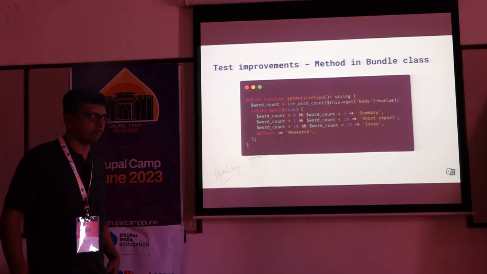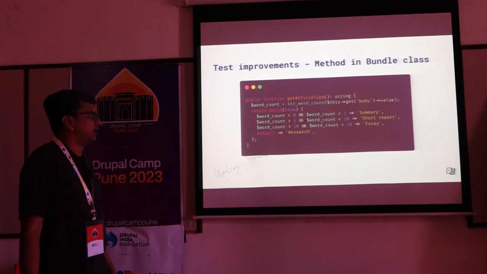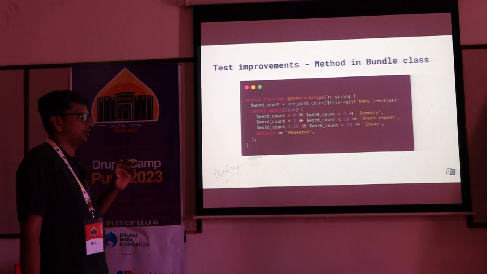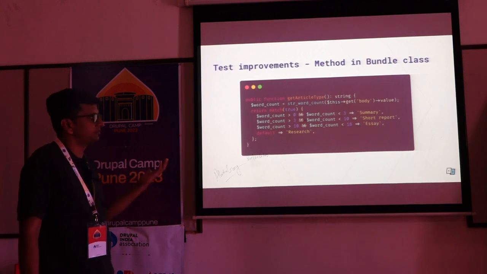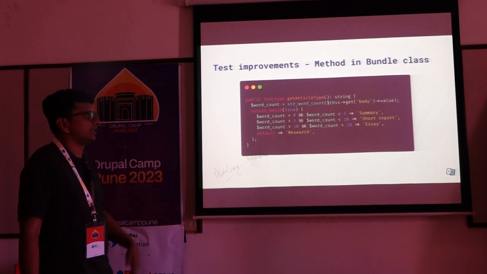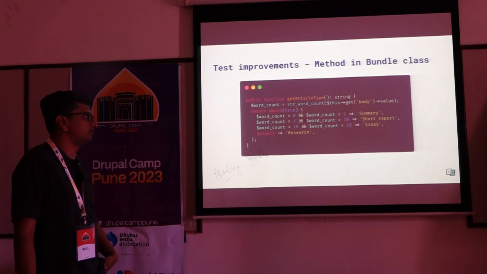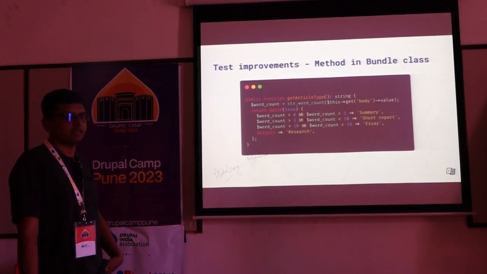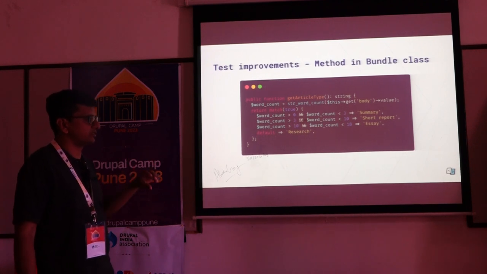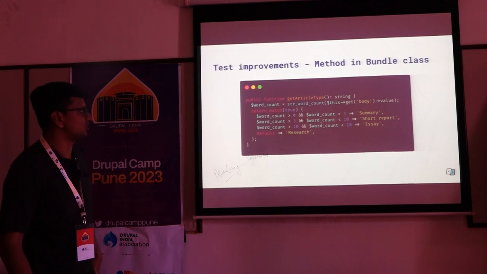So now let's say we have one use case: we have the body of the article and we want to identify the article type for that particular node. For example, if the word count is less than 300, it can be a summary; between 300 and so on, it can be a short report. So this is a hypothetical example to understand how we can use it in a kernel test or functional test.